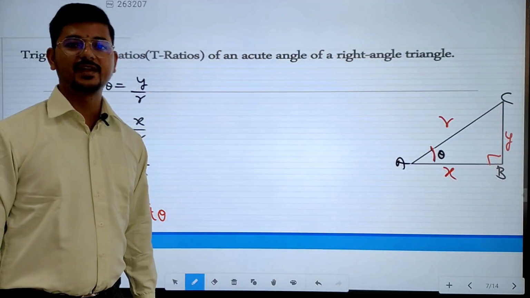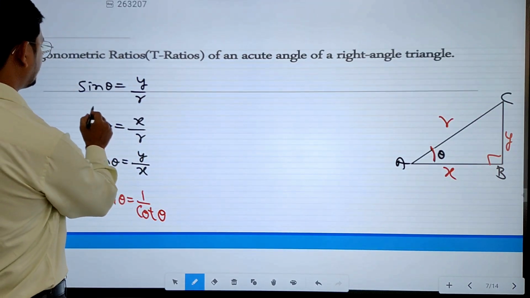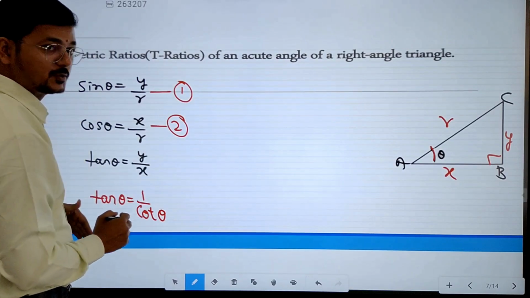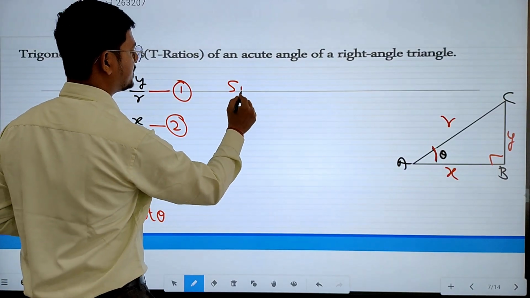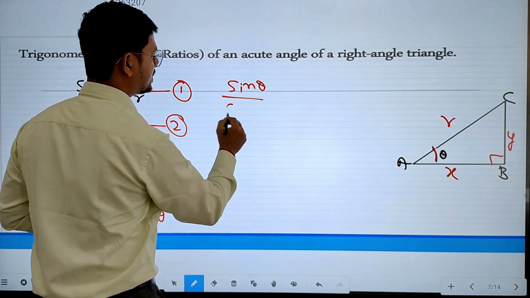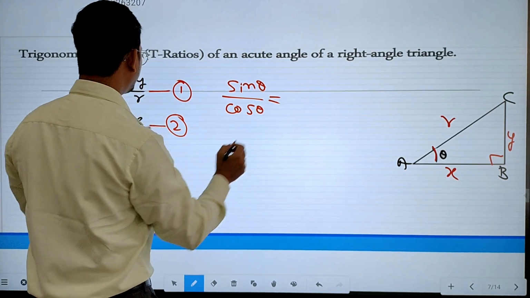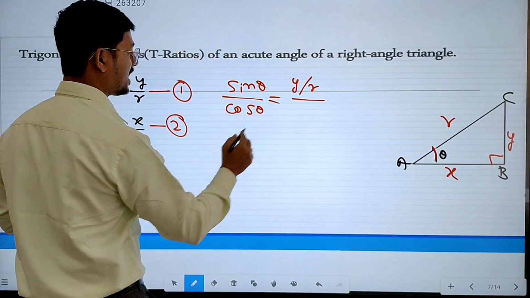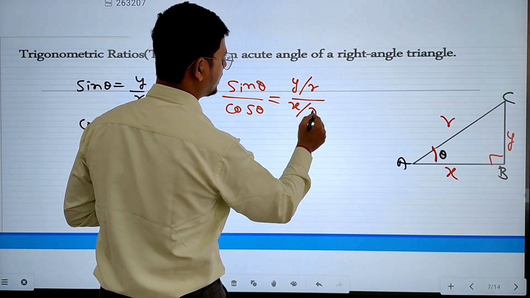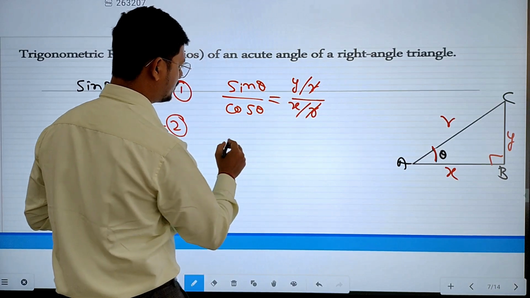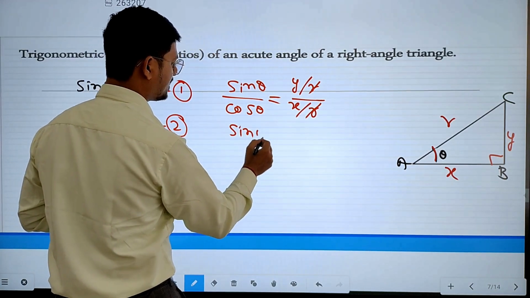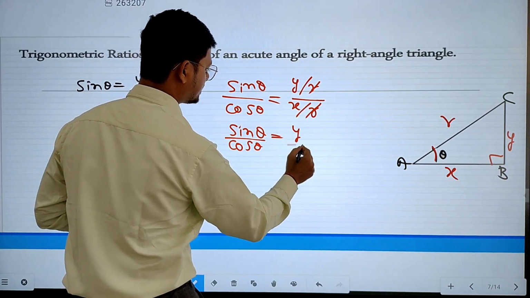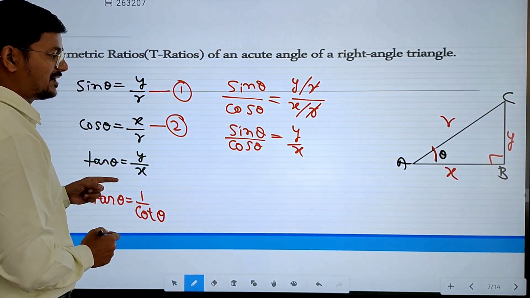Let's see what we will get if we divide the value of sine theta and cos theta. What happens if we divide these two equations? That means sine theta upon cos theta. The value of sine theta is y upon r and the value of cos theta is x upon r. And what will happen? This r and r will be cancelled out and we'll get sine theta upon cos theta is equal to y upon x, and the y upon x is the value of tan theta.